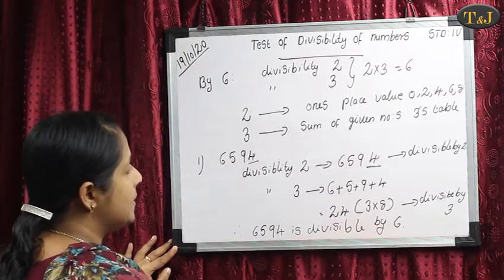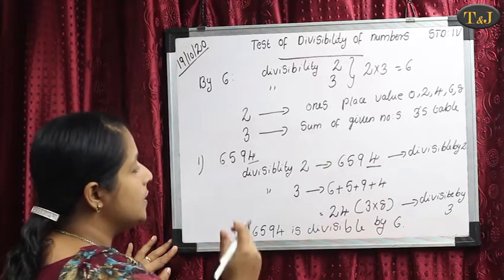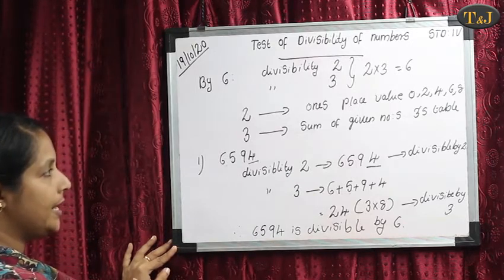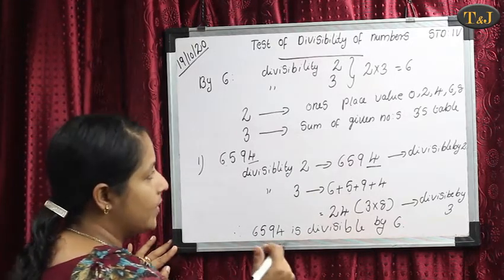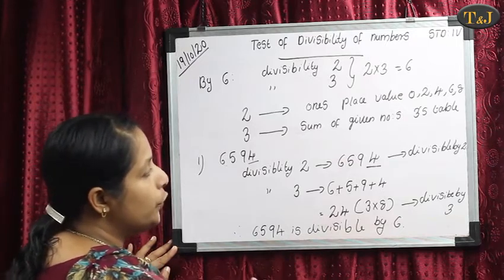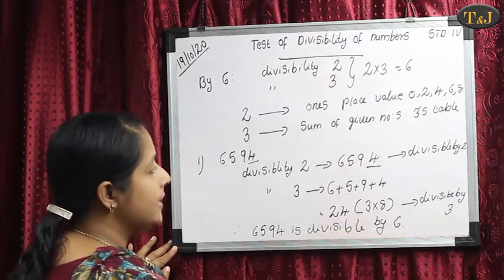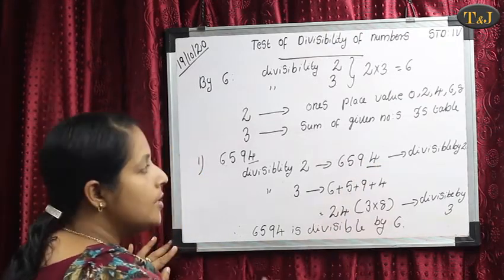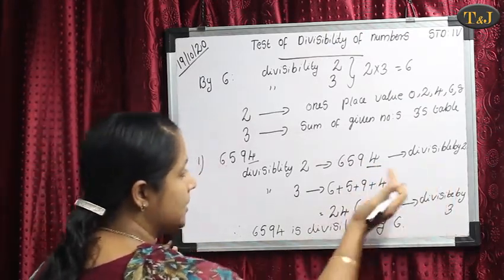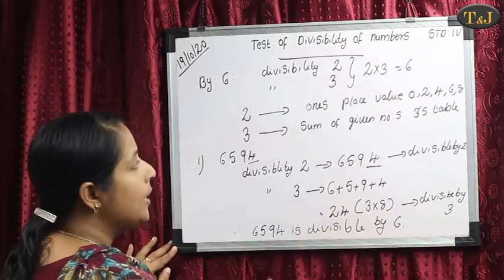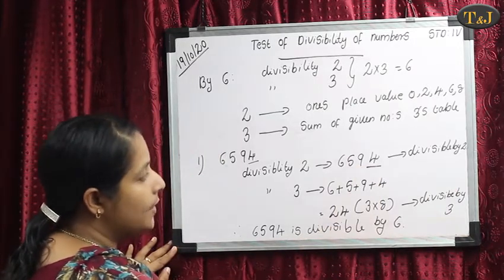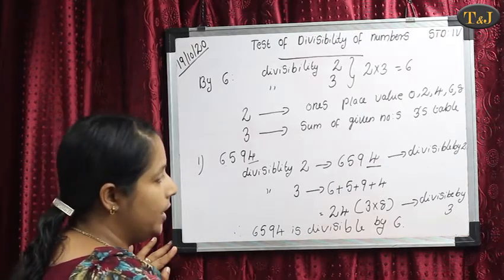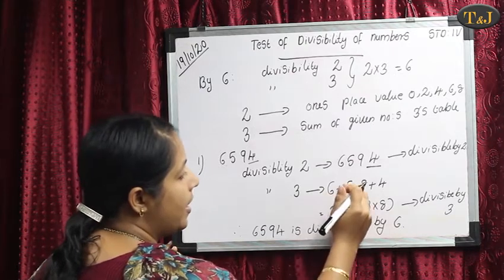Given the example 6594. First we check the divisibility by 2. If the 1's place value is 0, 2, 4, 6, or 8, then it is divisible by the number 2. Here our 1's place value is 4. So it is divisible by 2. Next we check the divisibility by 3. How can we check the divisibility by 3? When the digits of the given number are added, we get an answer that is included in 3's table. Here our number is 6594.